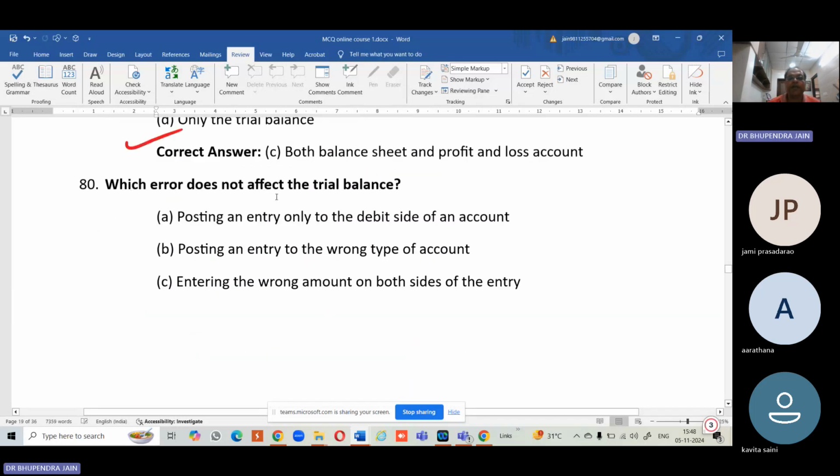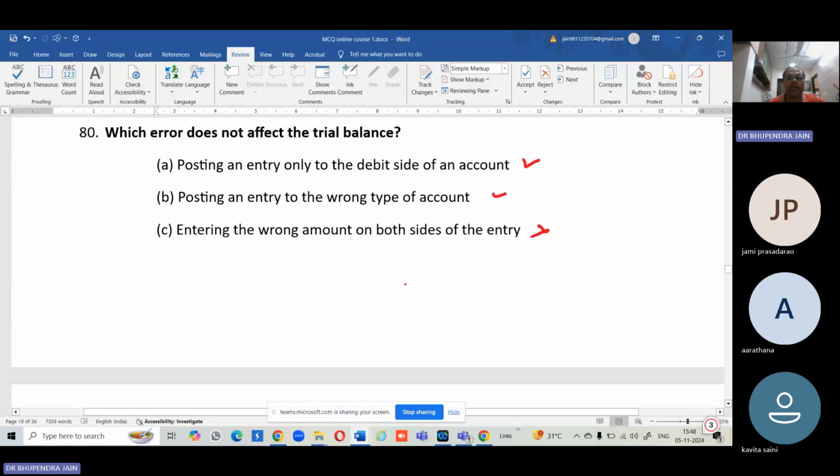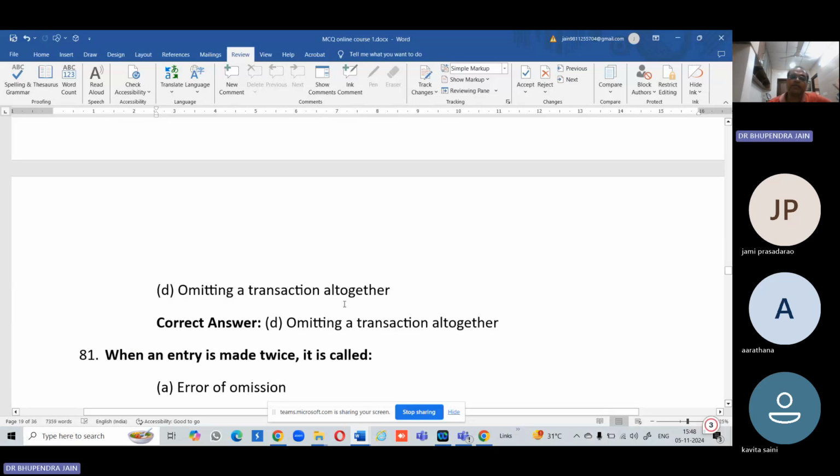Which error does not affect the trial balance? Posting an entry only to the debit side. Now this will affect. Posting an entry to the wrong type, no, this will affect. Entering wrong entry on both the sides, yes, this will not affect. So answer should be C. Omitting the transaction altogether. Entering the wrong amount on both the sides. Okay, we have entered the wrong amount on both the sides. Debit side as well as credit side will not be affected. Yes, omitting the transaction altogether.